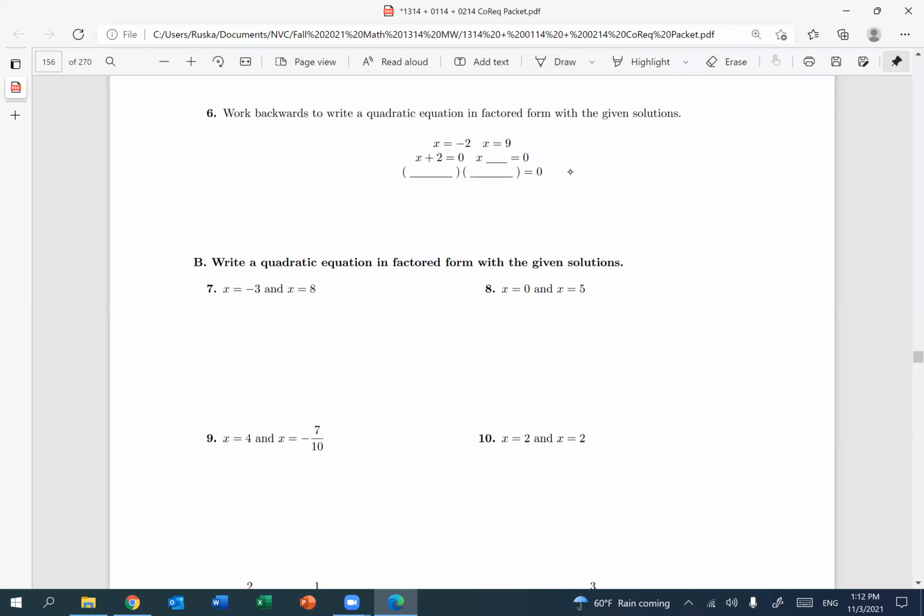They give me the solutions, -2 and 9, and you have to find the factor form. So the factor form is going to be opposite of the -2. You're going to put x next to it, and it's going to turn to x plus 2. And the other factor from 9, you're going to get x minus 9. And then when you factor, you're going to get the quadratic equation.